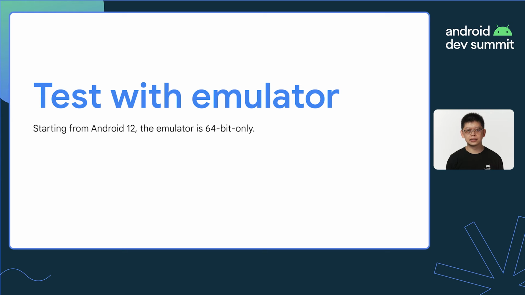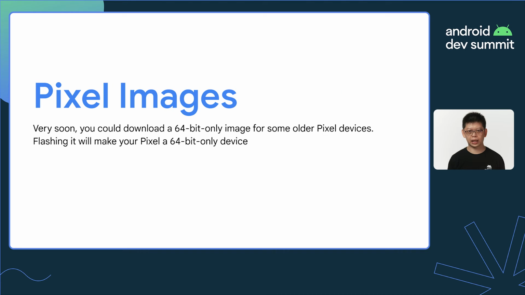Okay, my phone is not a 64-bit only device. What should I do? You can use the emulator. Starting from Android 12, the emulator is 64-bit only. And of course, we know sometimes it's just too difficult to test your app on an emulator. So very soon, you'll be able to download a 64-bit only image for some older Pixel devices. Flashing it will make your Pixel a 64-bit only device so you can do the testing.